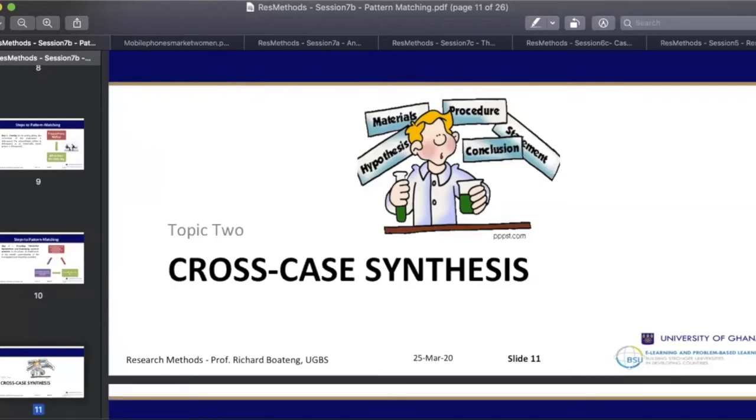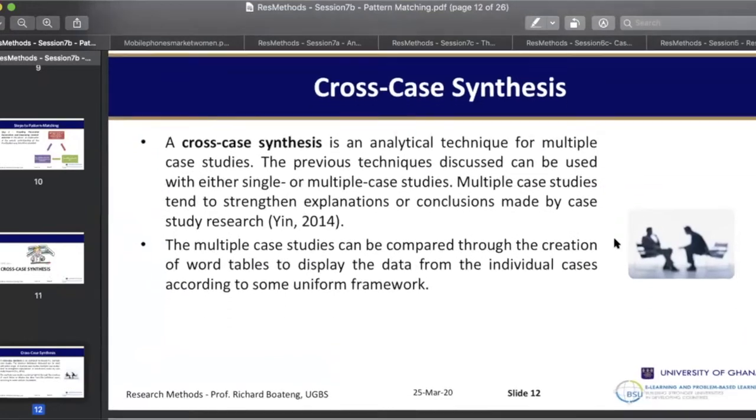And when we are done, we look at cross-case, when you are comparing one case to the other. Cross-case synthesis is an analytical technique which was postulated in literature. Both Yin and Miles and Huberman talk about these techniques. Previous techniques discussed may be used for either single or multiple case studies. Multiple case studies tend to be strengthened by explanation and conclusion made by case study research.